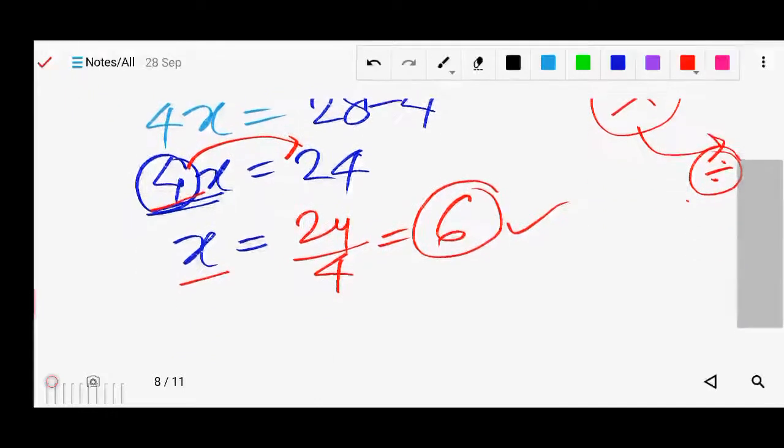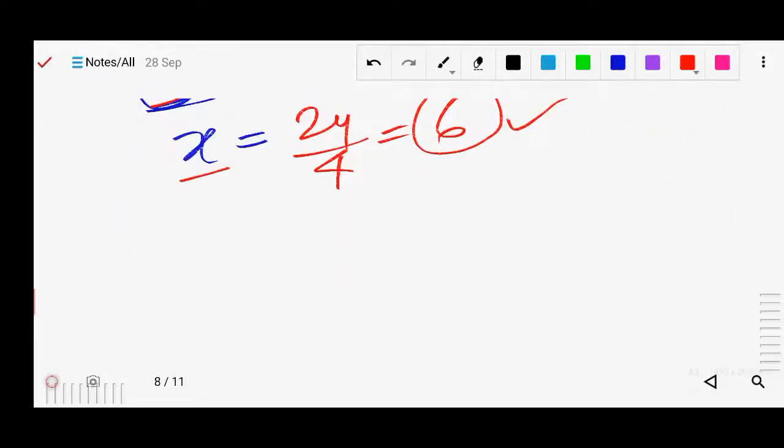Now we will check it, we will verify. So now the next step is the verification.